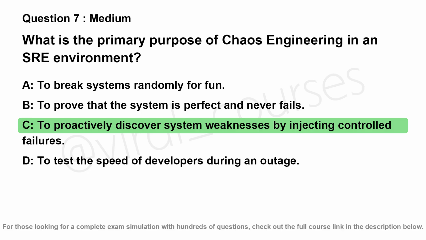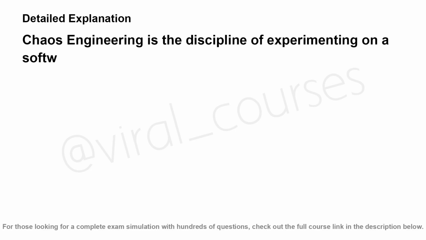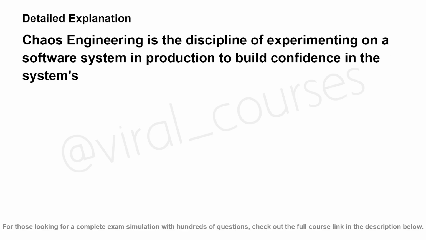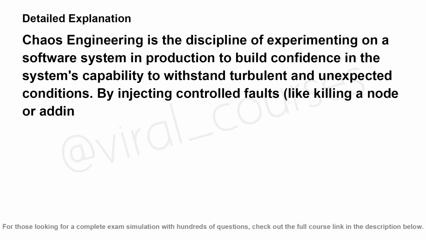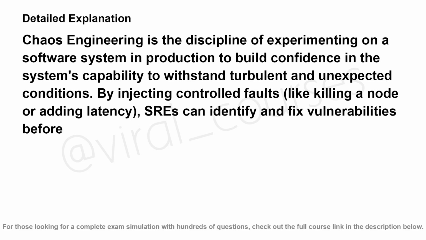The correct answer is C. Chaos engineering is the discipline of experimenting on a software system in production to build confidence in the system's capability to withstand turbulent and unexpected conditions. By injecting controlled faults, like killing a node or adding latency, SREs can identify and fix vulnerabilities before they cause real outages.